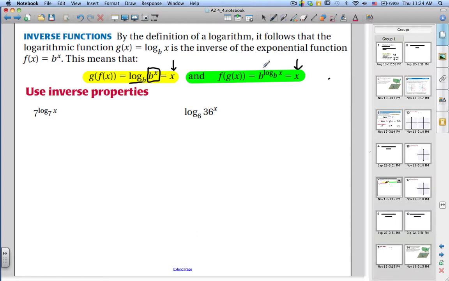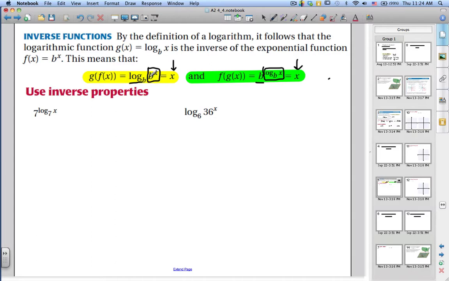So when I have this, I'm going to do that. When I have this, I do that because it simplifies to be x. And when I have this, I do that because it simplifies to be x. And you can see that a logarithm with base b removes the base of a power.